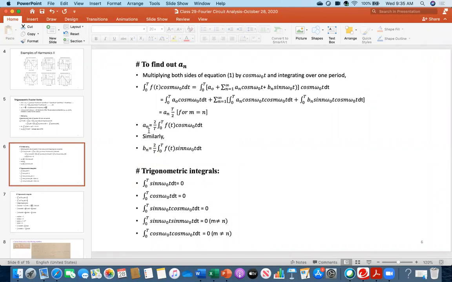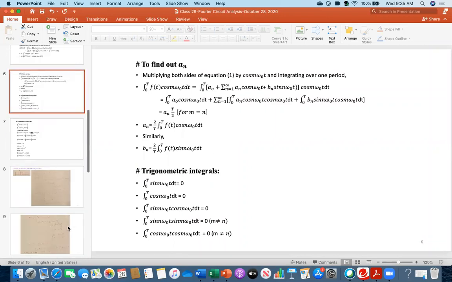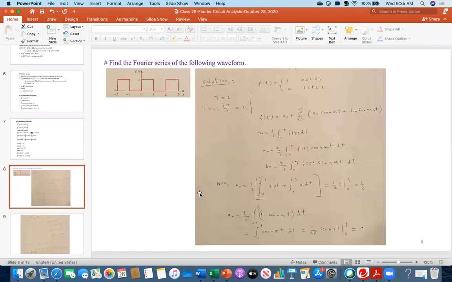So have you all noted down an and bn? Yes. Okay, great. So now I will show you one example of how to apply that, and then I will take you to the circuit problem. So everybody see here: find the Fourier series of the following waveform.